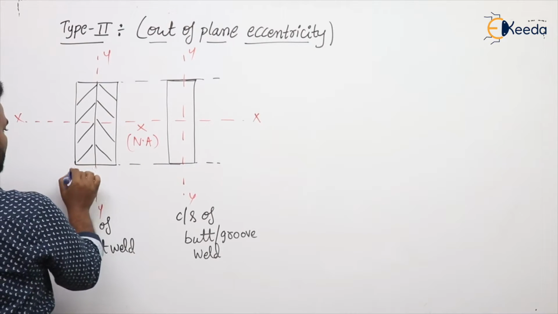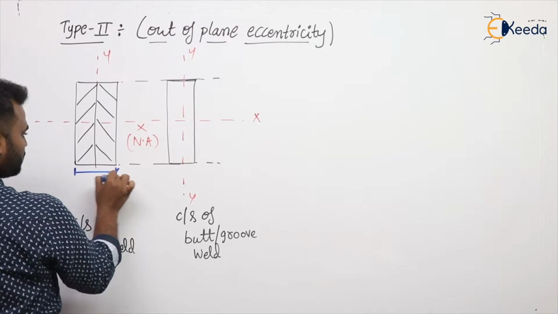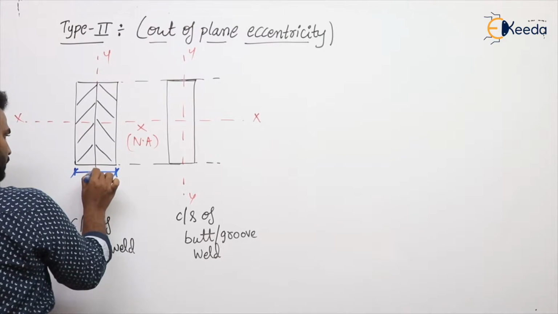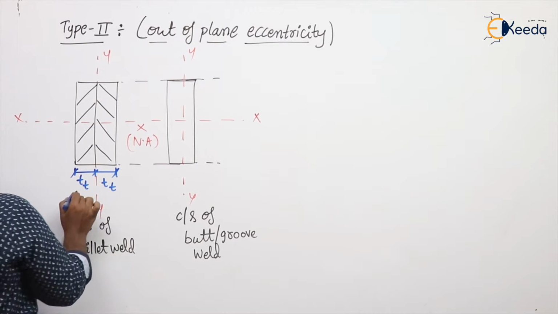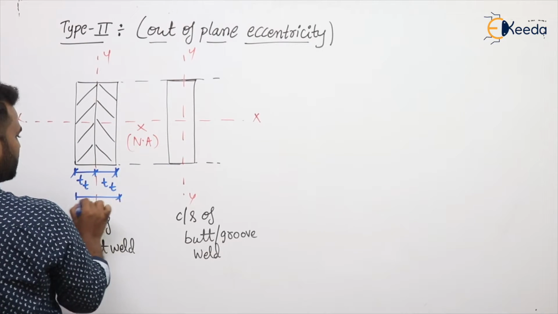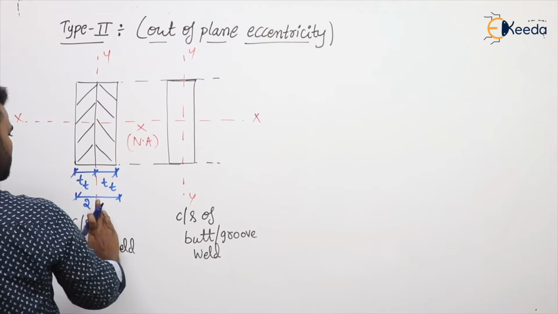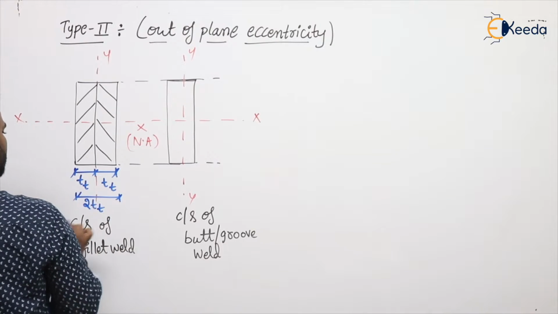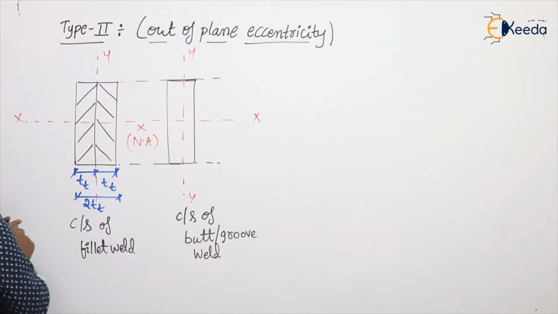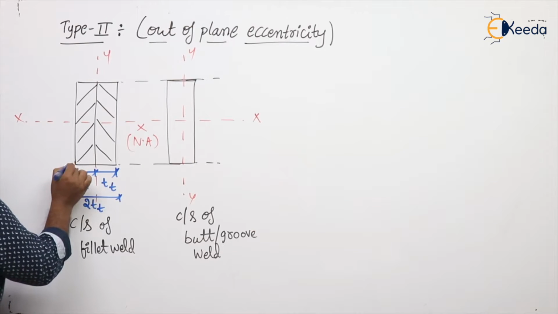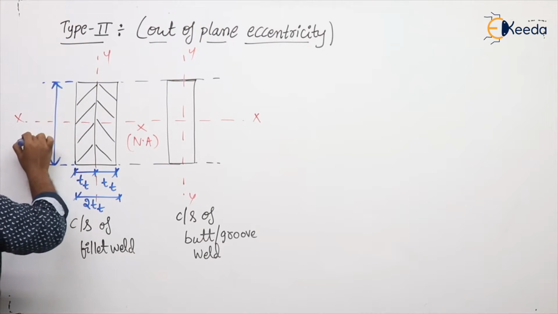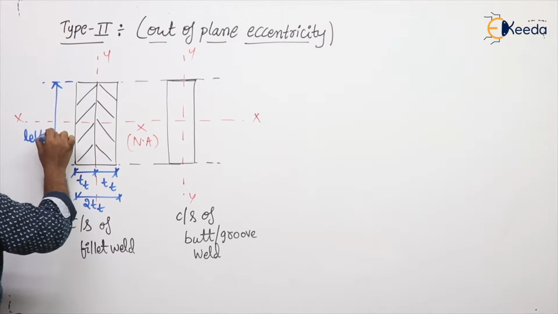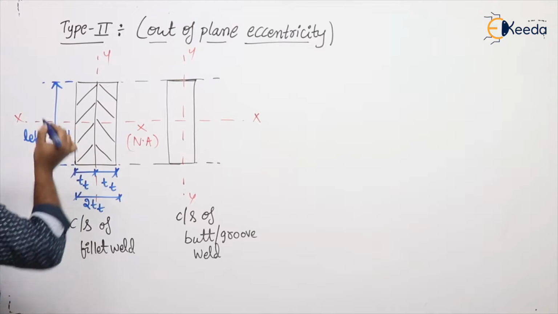Now for fillet weld, this is the total width, which consists of the throat thickness of each fillet weld. It means the total is 2 TT, right? And this is the length. Basically, it is the effective length. For our simplification, we represent it as LW, right?